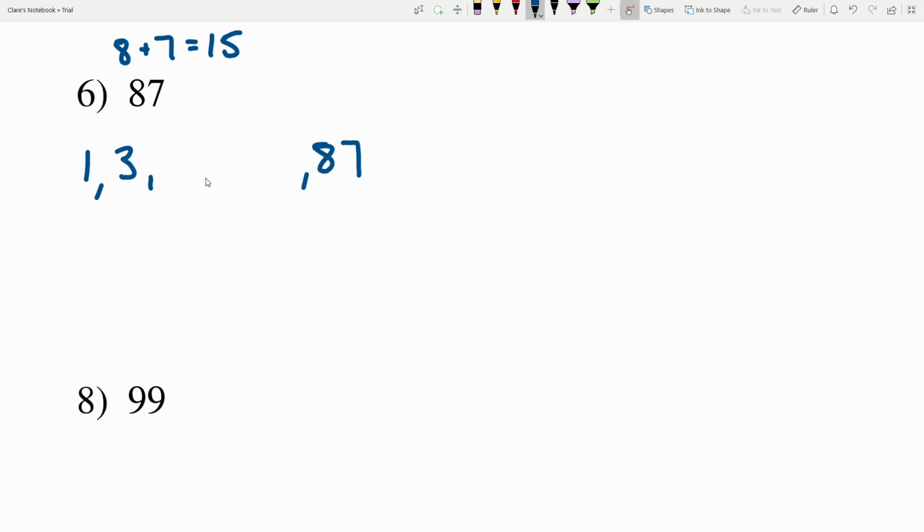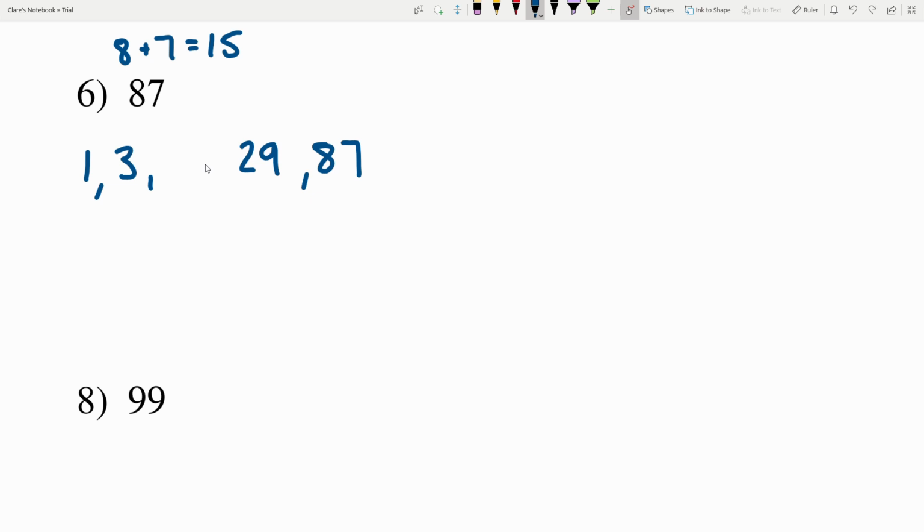3 times what gives us 87? And that's going to be 3 times 29. Now I have to see, is there any other number that divides into 87? Well, 4 does not. 5 does not, because it doesn't end in 0 or 5. 6 doesn't, because it wasn't also divisible by 2, even though it was just divisible by 3. 7 does not divide into this. 8, no. 9, it does not add up to be divisible by 9. 15 is not divisible by 9, so 87 isn't divisible by 9. It's not divisible by 10, because it doesn't end in a 0.